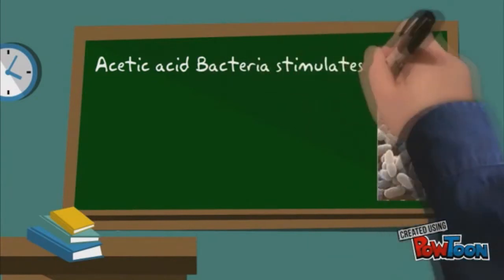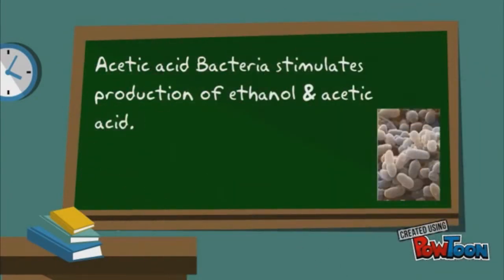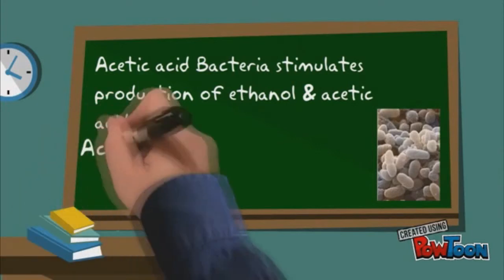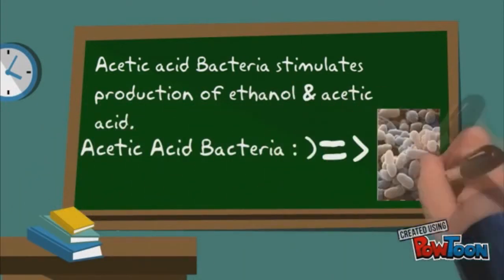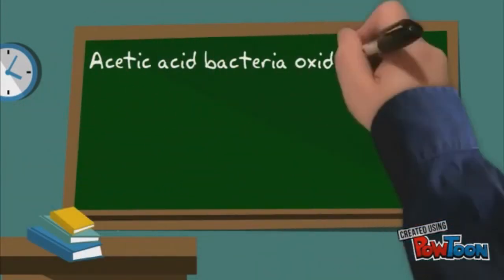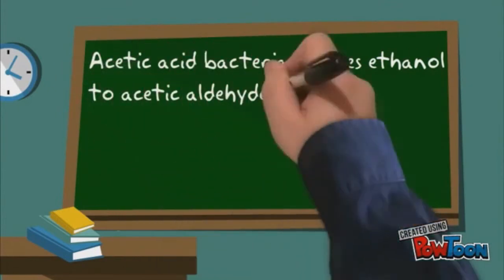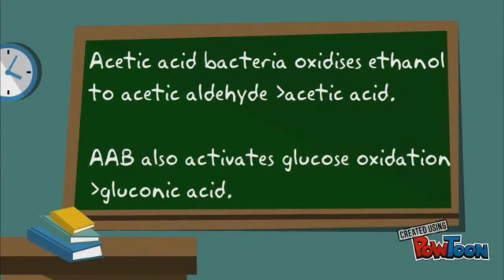Acetic acid bacteria is the most popular microorganism found in kombucha. Through the process of yeast fermentation, sucrose is transformed into glucose and fructose. Acetic acid stimulates production of ethanol, which in turn may facilitate the growth of acetic acid bacteria and also cause the production of acetic acid. Acetic acid bacteria initially oxidizes ethanol into acetic aldehyde and then into acetic acid. This bacteria also activates glucose oxidation into gluconic acid.